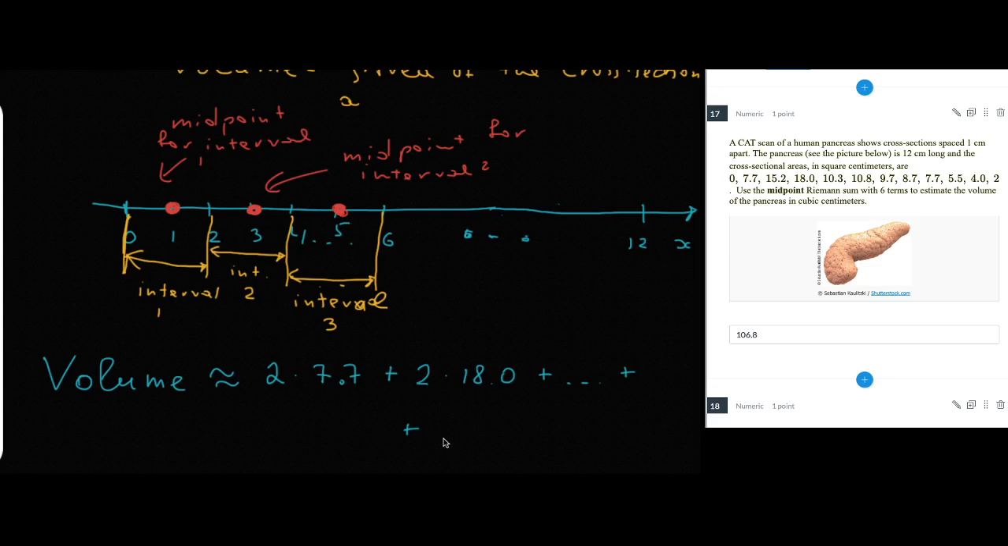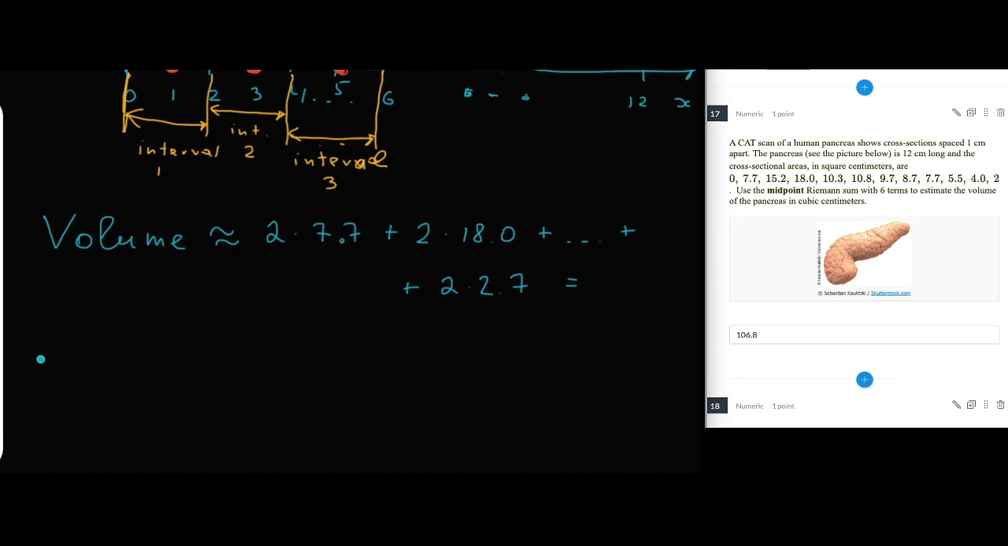So I would put plus 2 times 2.7. Now you can factor out 2. And so it's going to be 2 times 7.7 plus 18.0 plus 10.0 plus 8.7 plus 5.5 plus 2.7. I think that, yeah, that is 6 terms.